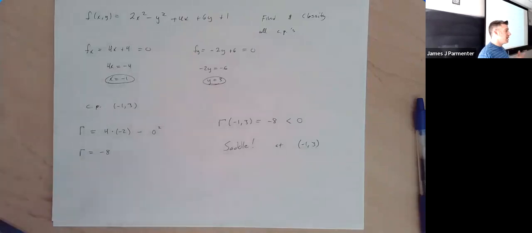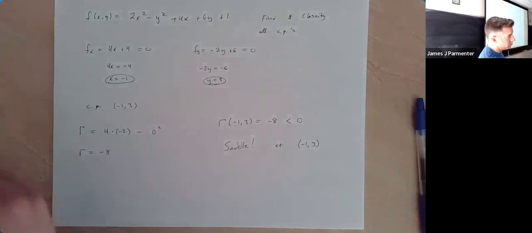We look at one of the second derivatives and see if it's positive or negative to determine if we have a minimum or a maximum. But that's the process. That's it. Yeah, that's all I got.